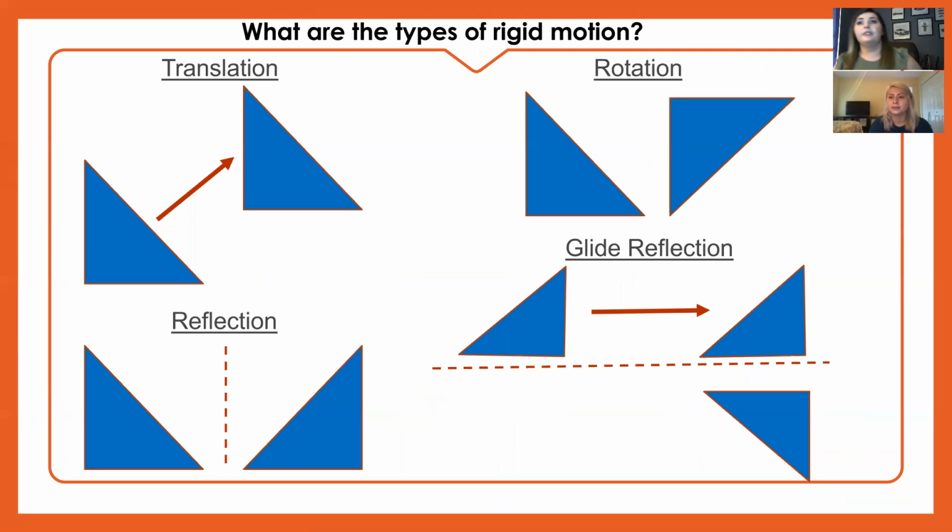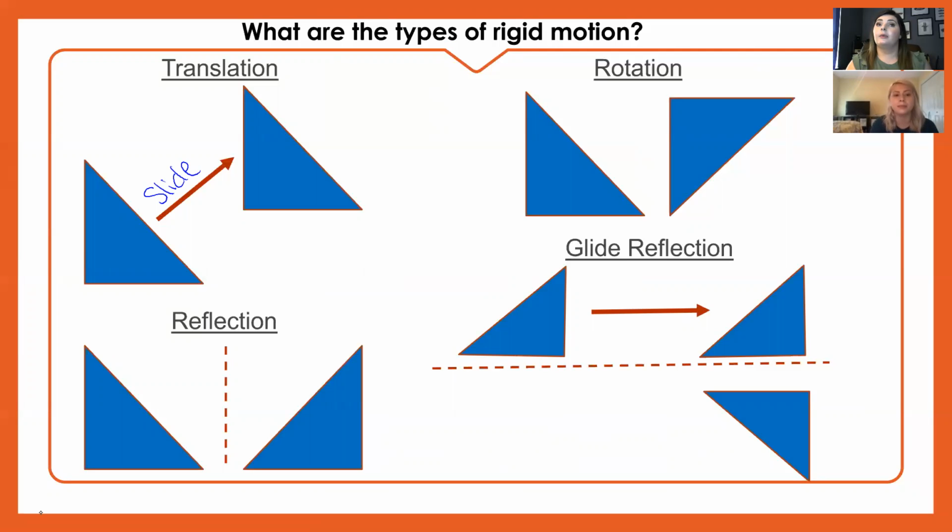So we have a couple of different types. Let's just briefly go over those. We have the translation here, and what we can think of that is, we have this shape here, the triangle, and we're just going to slide it this way. It doesn't change the shape. It's not larger, it's not smaller, it doesn't rotate.